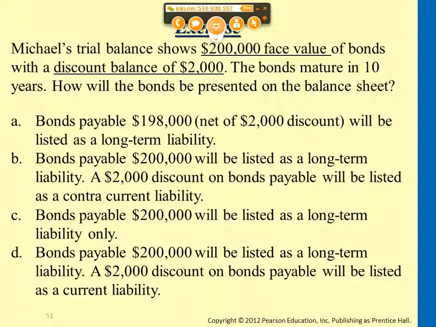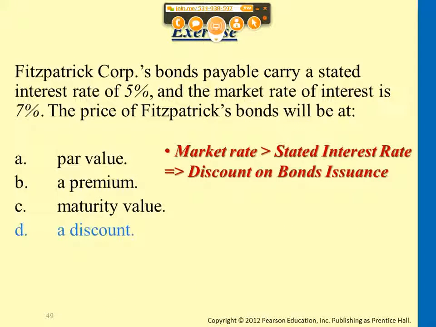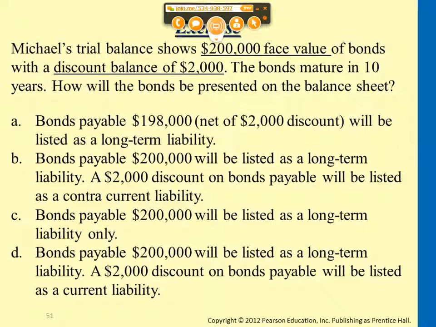Okay, next one here. Let's say, well, the problem didn't tell you the maturity value. So if it's 500,000, then it's 500,000. So Michael's trial balance shows 200,000 face value. This is the maturity value, the par value for the bond, and it tells you with a discount balance of $2,000. Let's say the bond matures in 10 years. How will the bonds be presented on balance sheets?